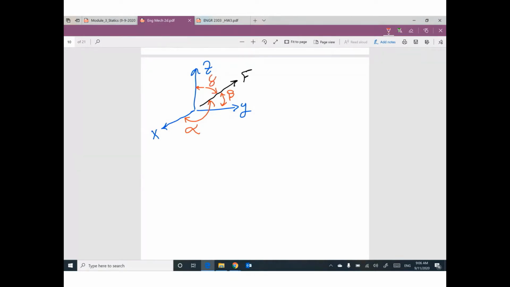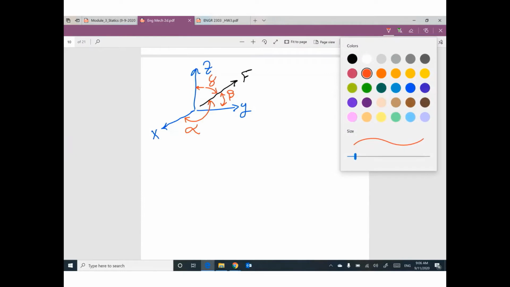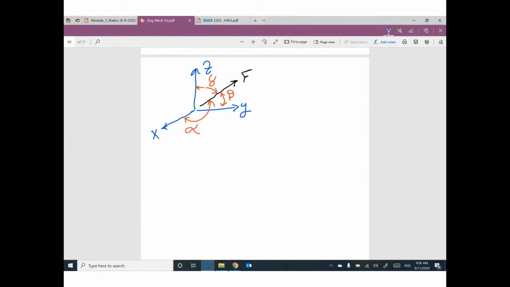We learned three things in this case. The first one, we have a relationship between these three angles: cosine square alpha plus cosine square beta plus cosine square gamma equal 1. That means if you have two angles and the third one is missed, you can figure out the third angle.